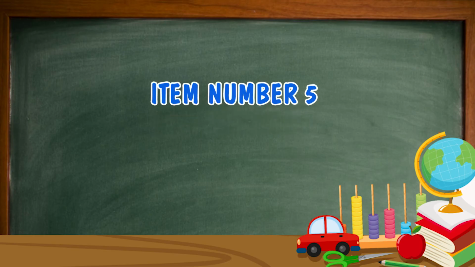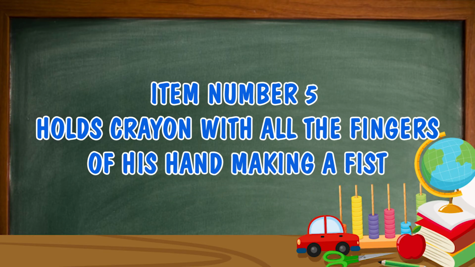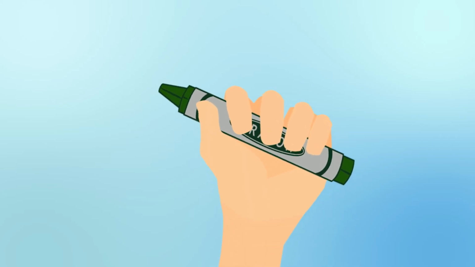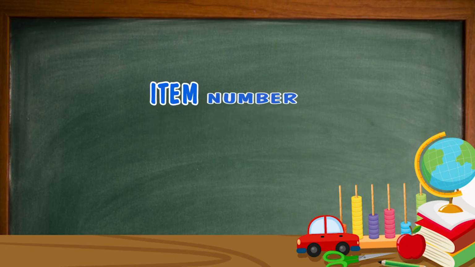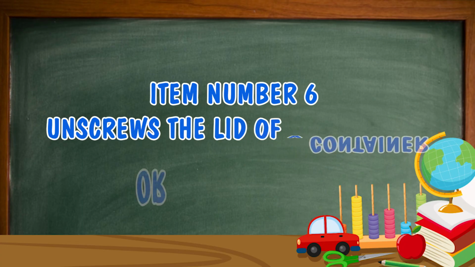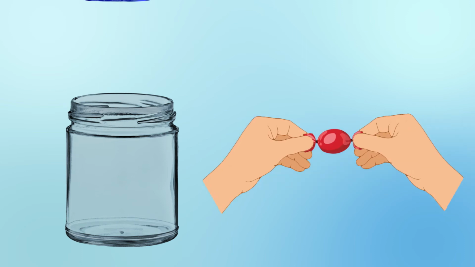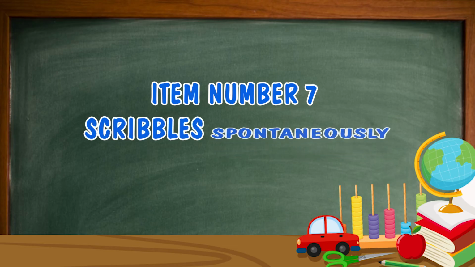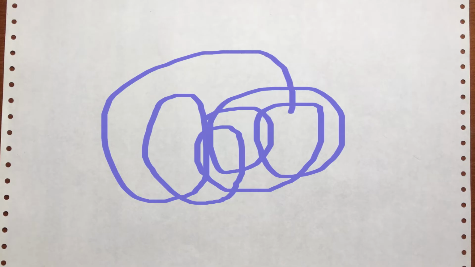Item number 5 holds crayon with all the fingers of his hand making a fist. Example, palmar grasp. Nahahawakan ang Crayola gamit ang 5 daliri ng kamay na parang nakatikom na kamao. Item number 6 unscrews the lid of a container or unwraps food. Nabubuksan ang takip ng boteng de roskas o nababalatan ang kending nakabalot. Item number 7 scribbles spontaneously. Kusang sumusulat o guri-guring sumusulat.